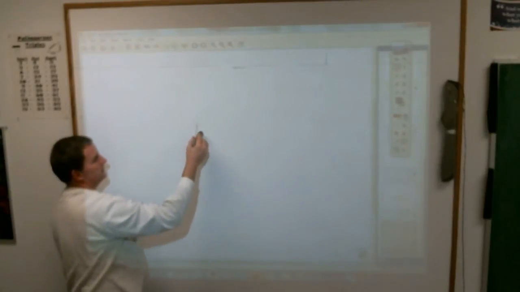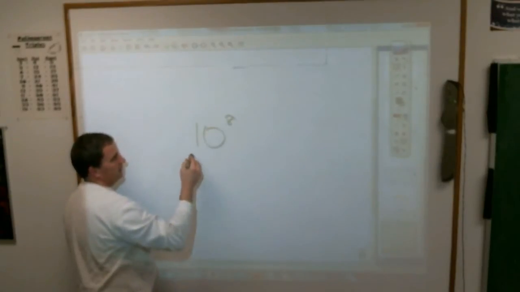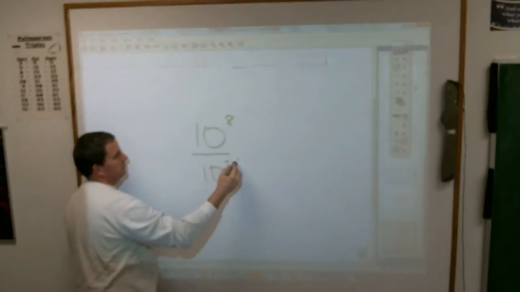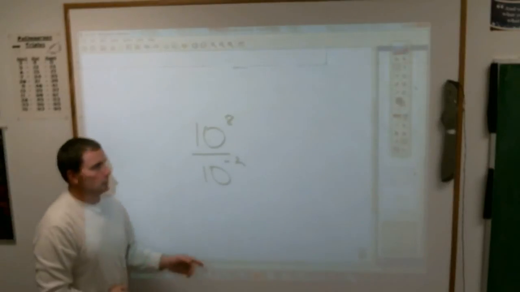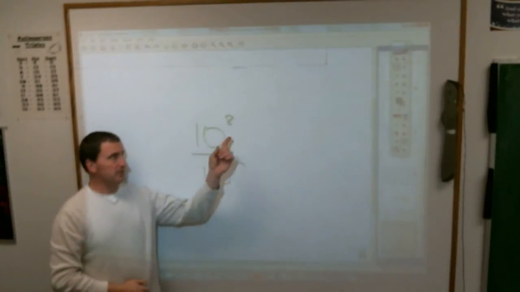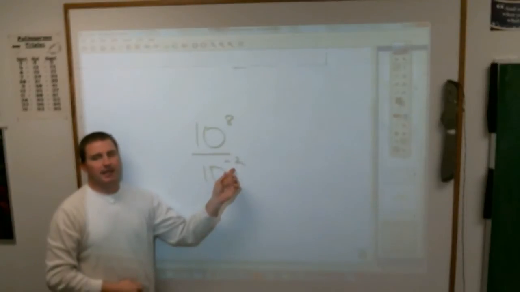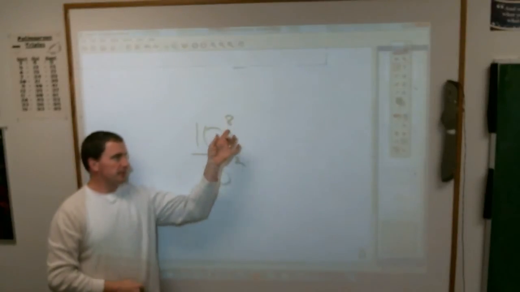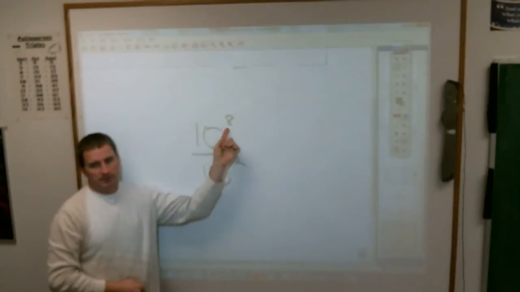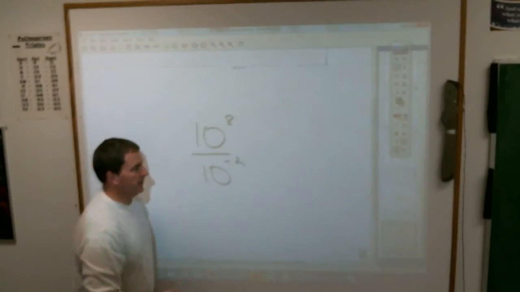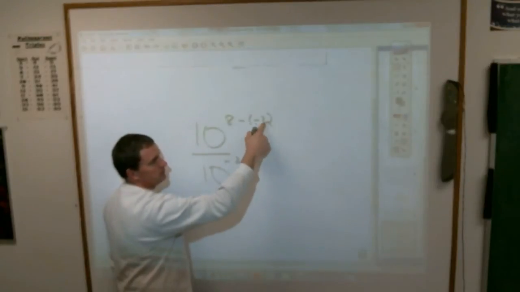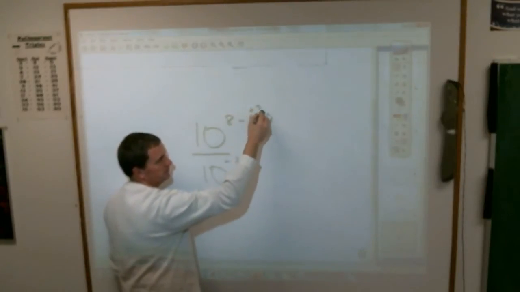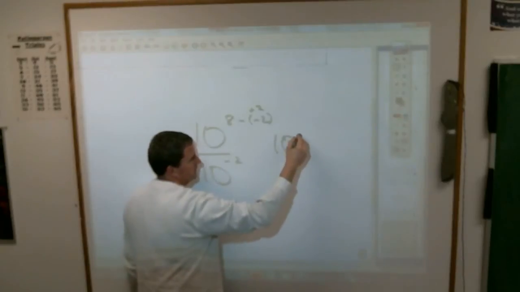What if it was this? 10 to the 8th power over 10 to the negative 2 power. Here's where we start thinking upper level mathematics. Remember, it's subtraction, but it's 8 minus a negative 2. 8 minus a negative 2 is actually, Ryan? 10 to the 10th power. Because when you subtract a negative number, 8 minus a negative 2, two negatives next to each other make it positive 2, and you get 10 to the 10th power.